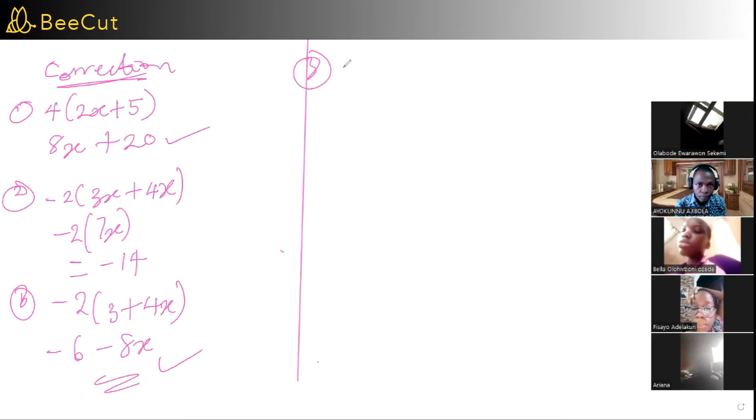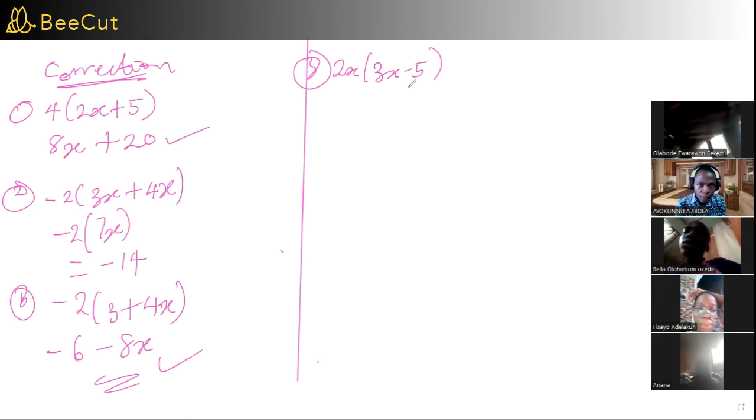2x into 3x minus 5. Okay, mute yourself back. So this is 2 times 3 is 6, and x squared there. Then 2 times 5 is 10, it's x, and minus 10x. So what's the number 4 question?